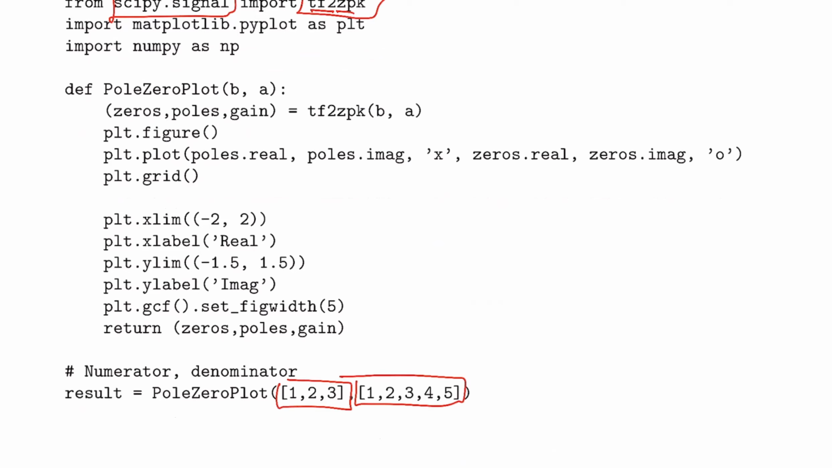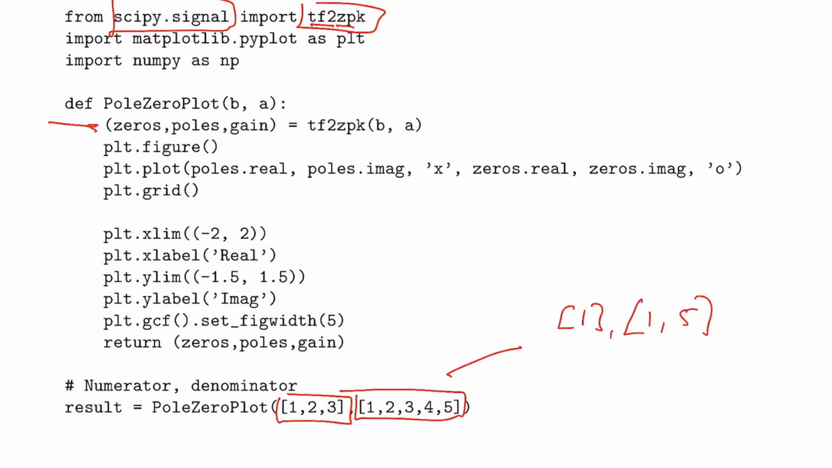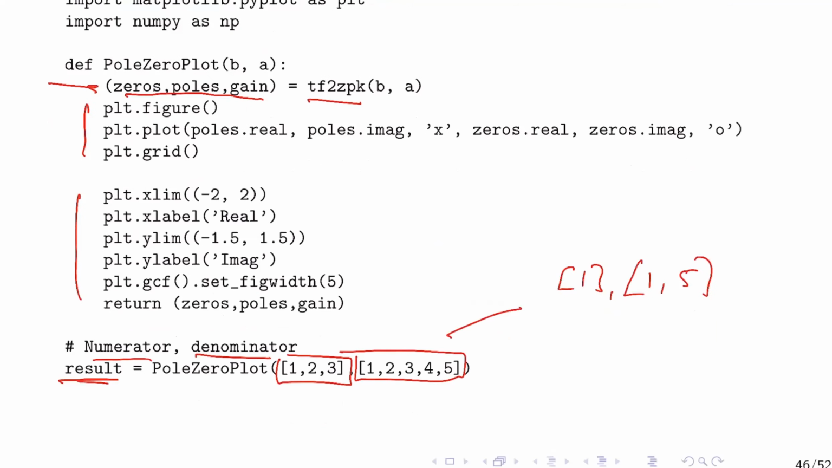I just did here one, just for a demonstration, 1, 2, 3, 1, 2, 3, 4, 5. But for a first order system, right, you might have something like 1, and then you might have something like 1, 5, right? That would be a first order system, right? So that function call here does that, right? It's expecting the numerator followed by the denominator, and returns the zeros and poles and the gain. Okay, and then this just plots it. And then here I just return the zeros, poles, and gain.